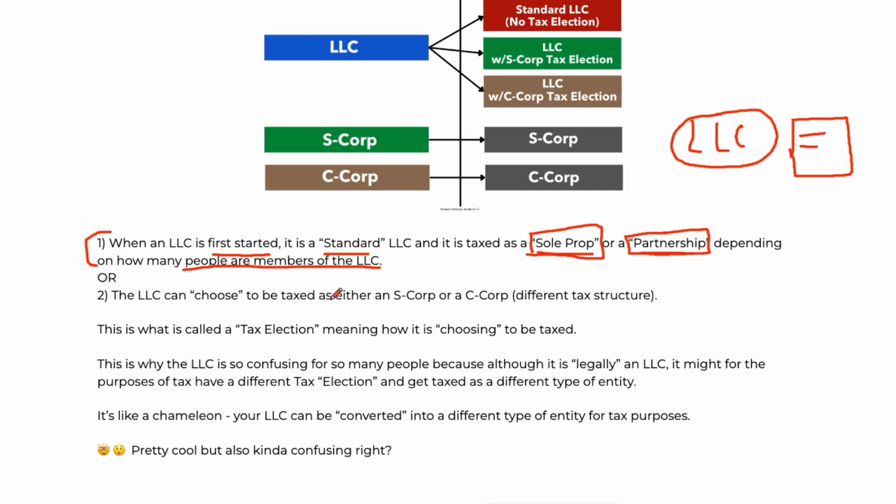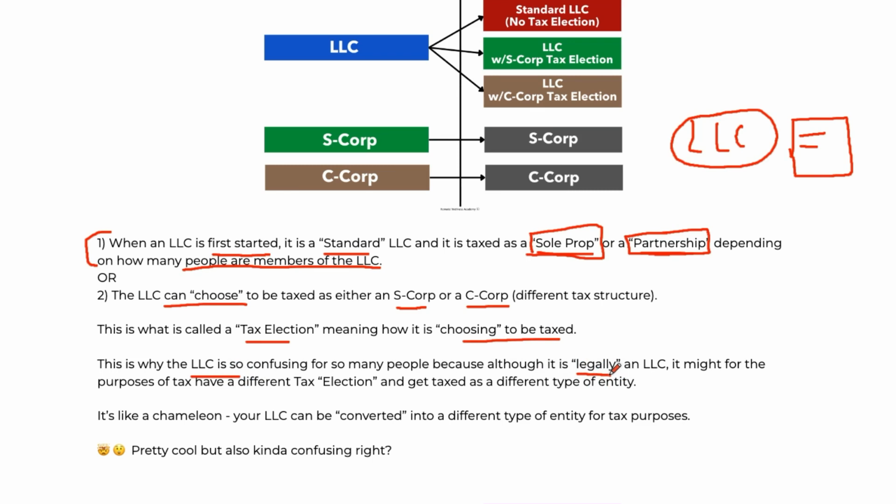But then you can choose by filing that form to have it taxed as either an S Corp or a C Corp, and each of those has a different tax structure based off of the form that you filed to the IRS. This is what is called a tax election, meaning choosing how it is to be taxed. This is why the LLC is so confusing for so many people, because although legally an LLC is just a corporation, because of this whole tax election thingamajig, that is where it kind of gets confusing, which is a superpower, but at the same time, a little bit of a confusion.